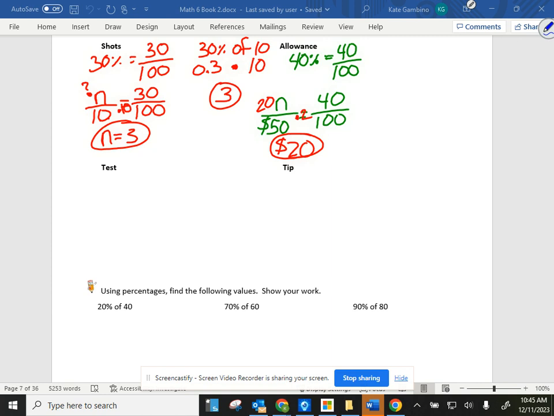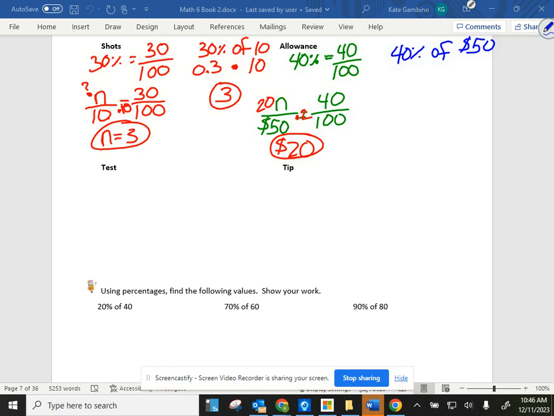Madeline, do you know it? No. How does our problem start? His allowance for the month is $50 and he spent 40% of it. So it would be that 40% of how much? He had $50 in allowance. He spent 40% of $50.